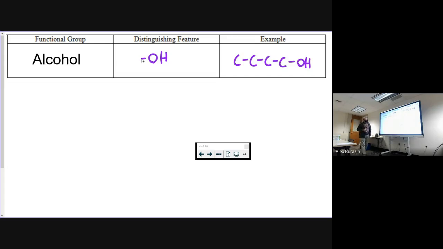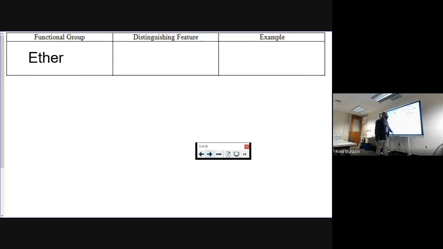This would be called butanol. Okay, I'm using 4 carbons for a lot of my examples. Butanol. So if you see an OH group in organic chemistry, it's an alcohol. So alkane, alkene, alkyne, alcohol. Next, ether. Sounds exciting. This is an oxygen.